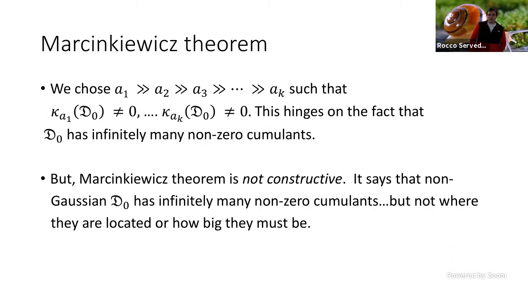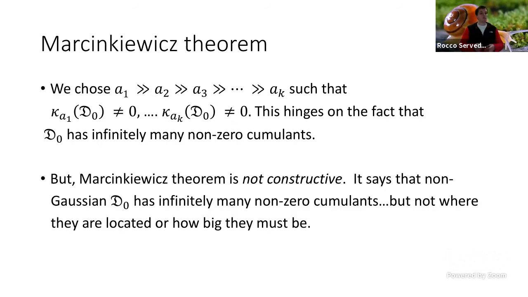But if we want to think a little bit more from an effective algorithms perspective about how this would actually work, what did we say we did? We said we're going to work with these k values, A1, A2, A3, these very large values such that I actually know that the cumulants of the underlying distribution, the A1th cumulant, A2th cumulant, so on and so forth, are all non-zero.